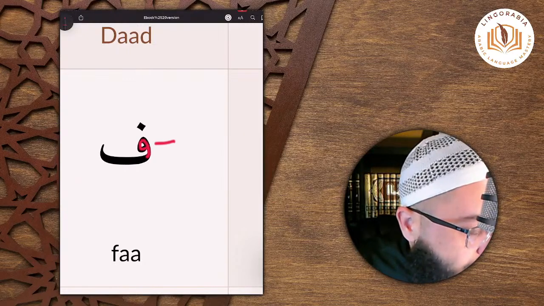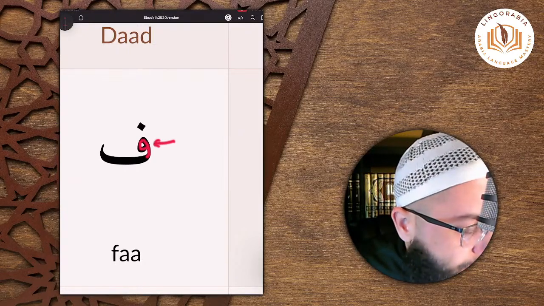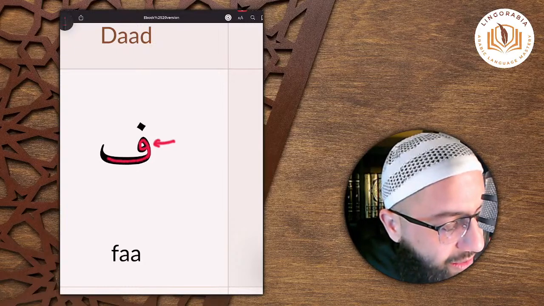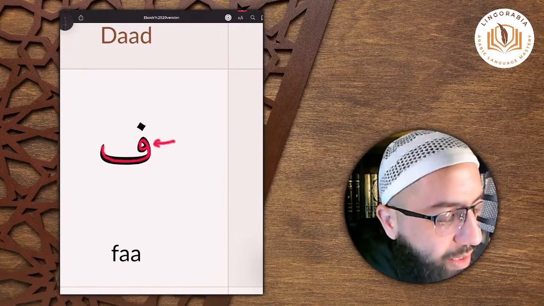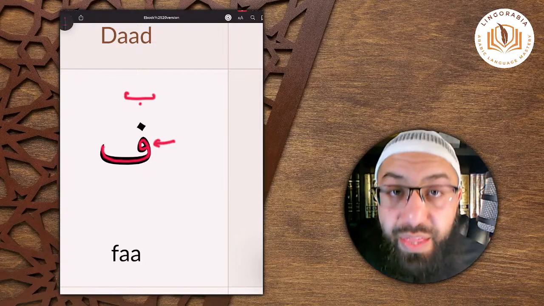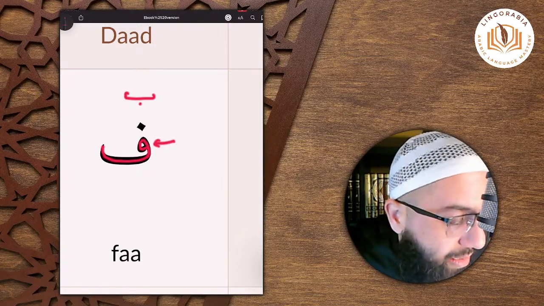So the upper part is a round shape. You draw it clockwise, and then you draw the shape similar to the ba and the ta and the tha. You see, the rest of it is similar.